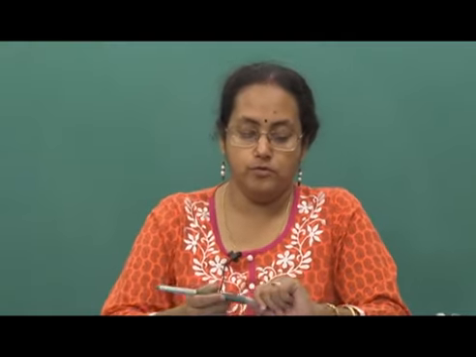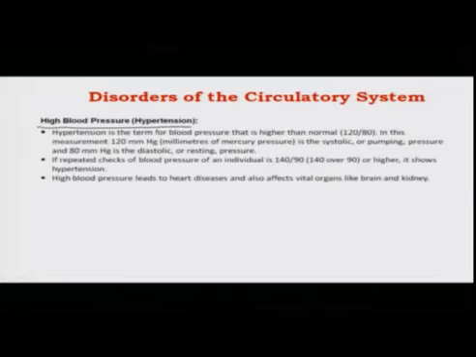Now, let us talk very briefly about certain disorders of the circulatory system. So, first let us talk about high blood pressure. All of you have heard of this, probably some people in your family or among your friends are known to suffer from this, which is hypertension. So, what is hypertension? Hypertension is the term used for blood pressure that is higher than the normal, which is about 120/80. So, 120 refers to the systolic blood pressure, which is during the contraction of the ventricles, and 80 is during the relaxation phase, which is diastole.